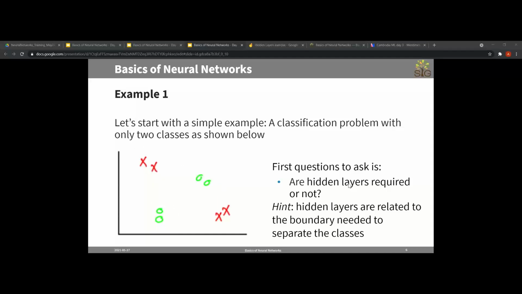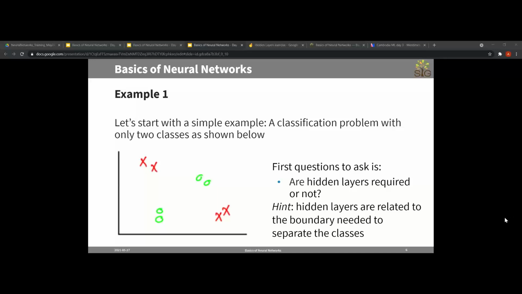So the first question to ask is, are hidden layers required or not? And here's a hint: hidden layers are related to the boundary needed to separate the classes. So thinking about this plot with your data, think about it visually. How would you set a boundary to separate these two classes? And if anyone wants to answer the question, you can post in the chat or just say it out loud. Do you think hidden layers are required here in this case, or is this a very simple need? Boris said yes. So 4 layers.